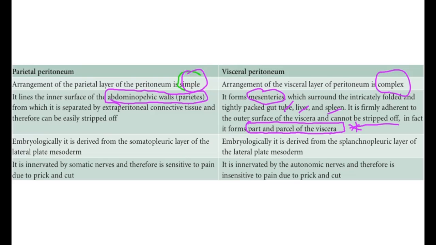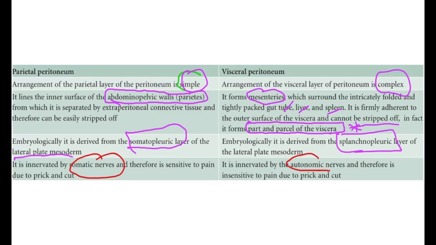Embryologically, parietal peritoneum is derived from the somatopleuric layer of the lateral plate mesoderm, and visceral peritoneum from the splanchnopleuric layer. Parietal peritoneum is innervated by somatic nerves and therefore is sensitive to pain due to prick and cut. Visceral peritoneum is innervated by autonomic nerves and therefore insensitive to pain due to prick and cut. So visceral peritoneum is insensitive to pain.